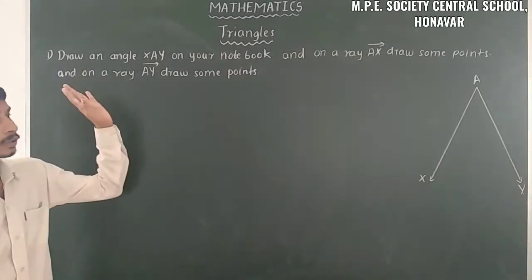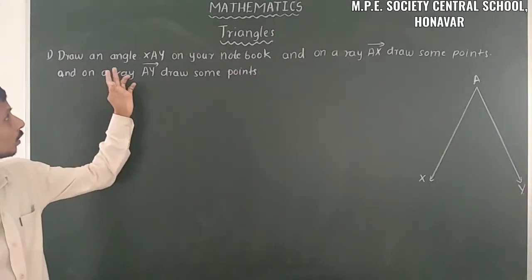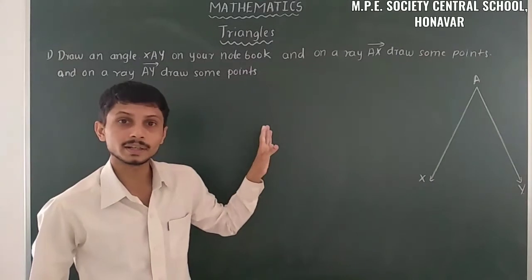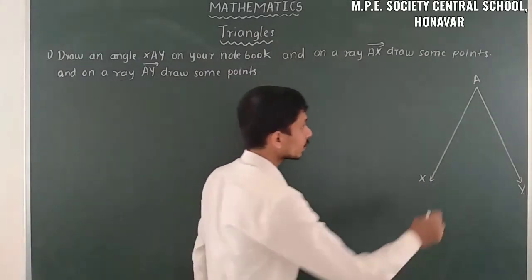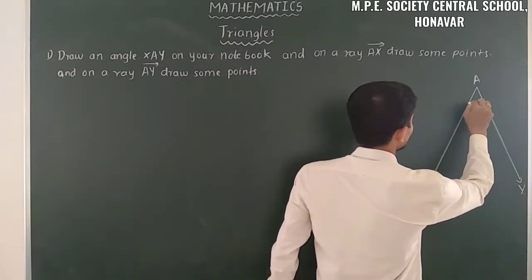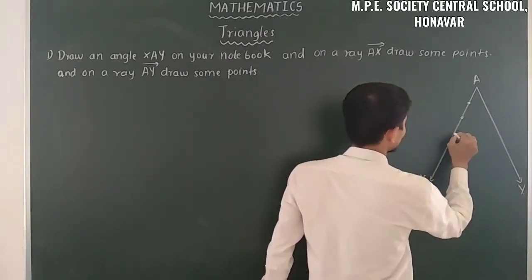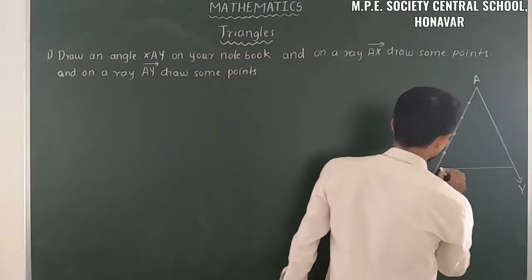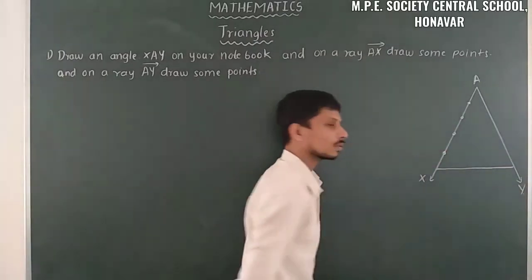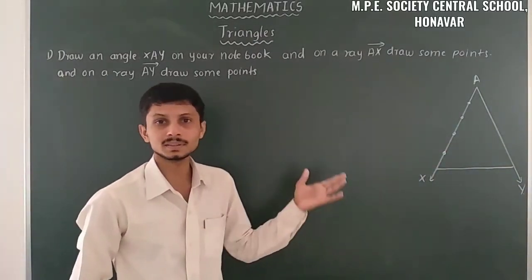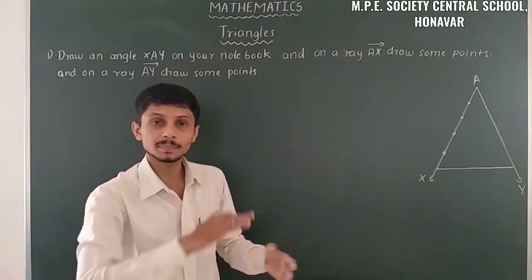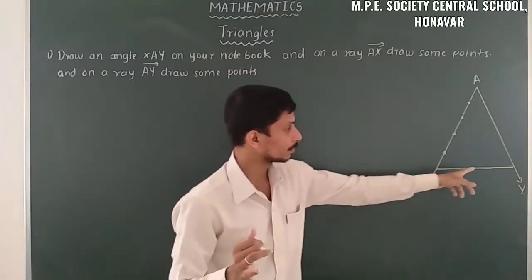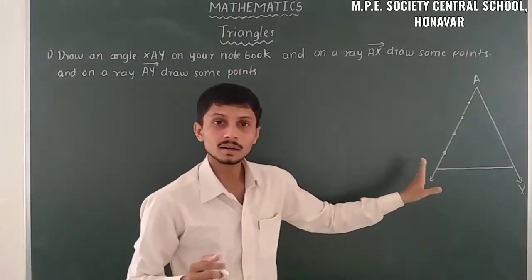Firstly, we have to draw angle XAY. On that we have to draw some points on AX and also on AY. So here I will write like this: 1, 2, 3, 4. Finally I will draw a base, because when we consider theorem 6.1 we want a base, that means the line must be parallel to a side of the triangle. So here it becomes a triangle and we have a base.